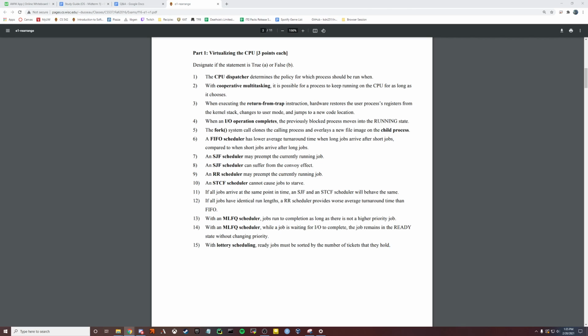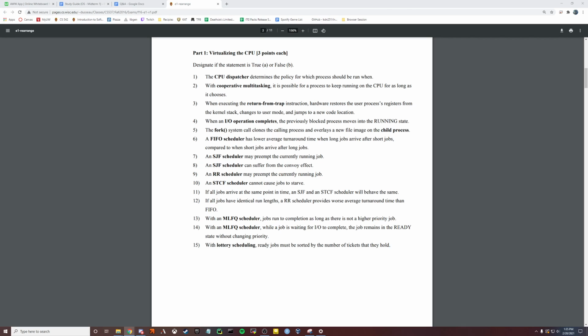Number 2, with cooperative multitasking, it is possible for a process to keep running on the CPU for as long as it chooses. This is true. Cooperative multitasking relies on the process to enter the OS through a system call or another trap, e.g. a page fault. If the process avoids giving control to the OS, it can't switch to another process. Perfect, we said true.